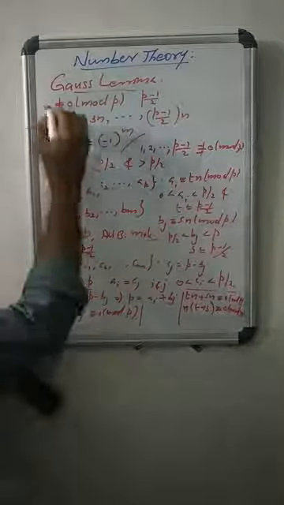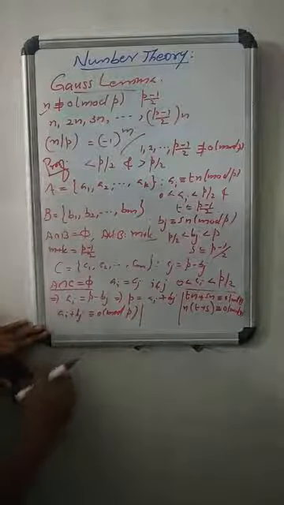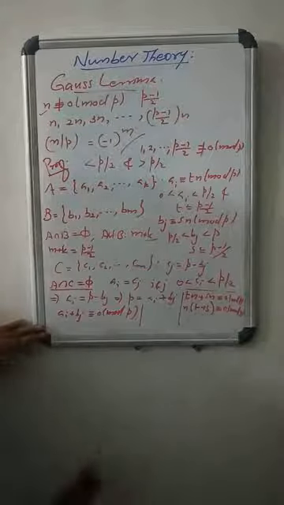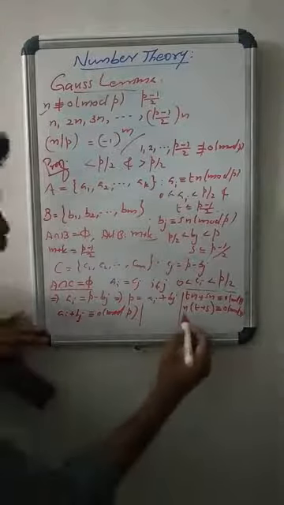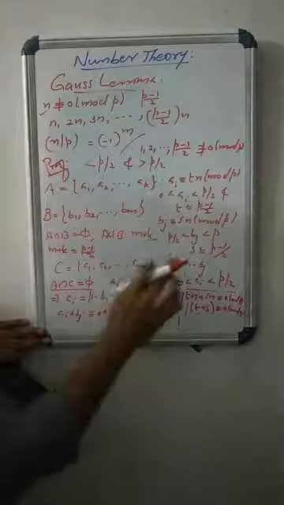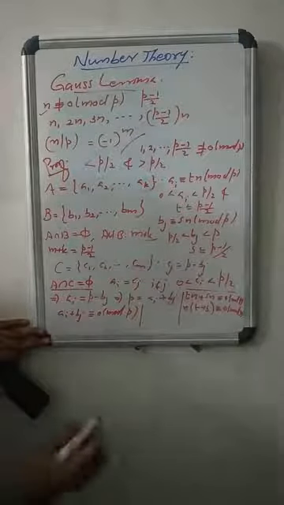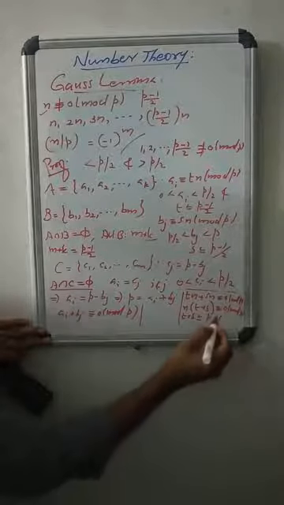But what is our assumption? n is incongruent to 0 mod P. So there is only one possibility: T plus S congruent to 0 mod P. Agree? What is T plus S? T is less than or equal to P minus 1 by 2 and S is less than or equal to P minus 1 by 2. Therefore, T plus S is less than or equal to P minus 1.